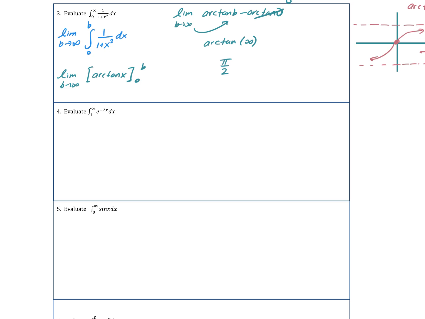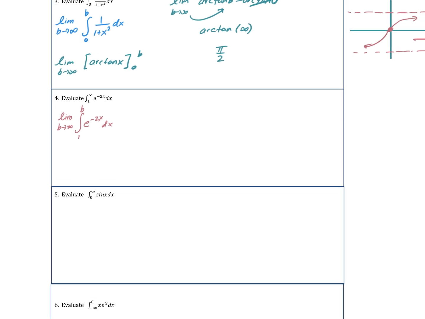For 4, I'm going to rewrite this. We've got the limit as b goes to infinity, 1 to b, e to the negative 2x dx. If you want to do this as a u sub, you can. I would say at this point, you really should get comfortable with just a basic e to the x, e to the 2x, e to the 3x. You rewrite it, you divide by the derivative of the exponent. So that's what I'm going to do here.